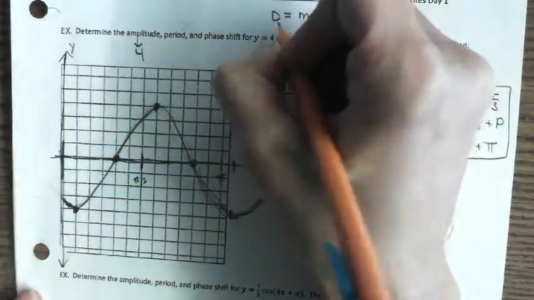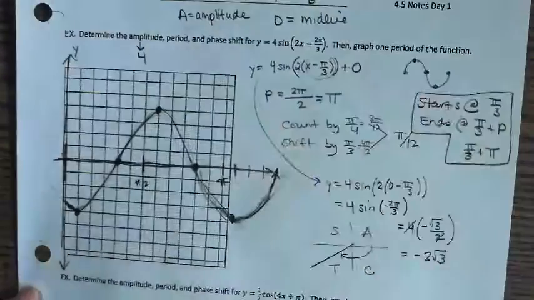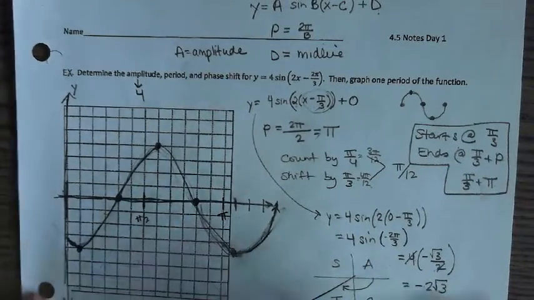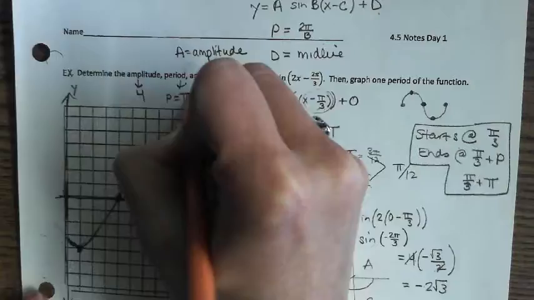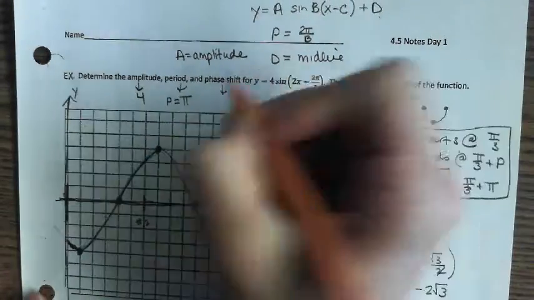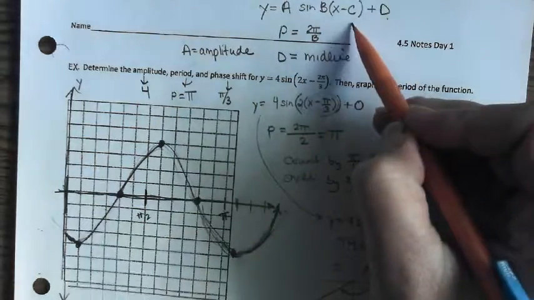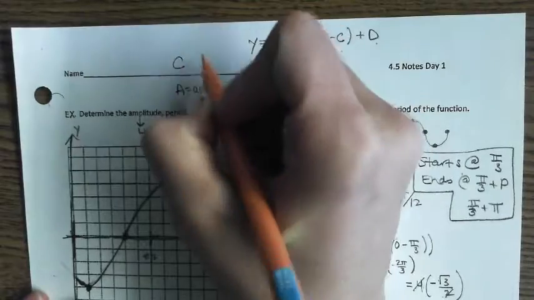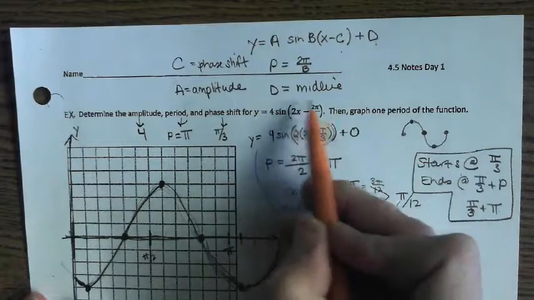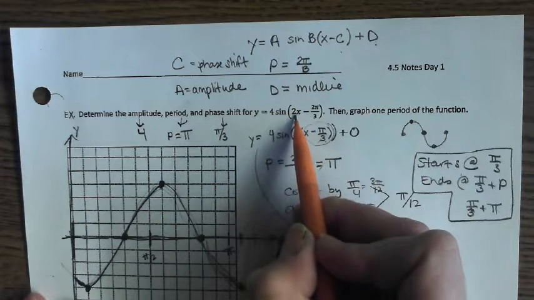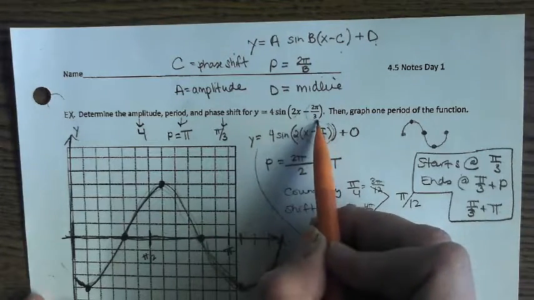That's your A. I think you know that one, but I'll just write it. A is your amplitude. Your period we talked about, that's 2 pi over B, which in this particular case was just pi. And your phase shift was pi over 3. That's your C. So your C is your phase shift. Keep in mind, you don't know the C value if there's a B value that needs to be factored out. Don't look at this and tell me that my phase shift is 2 pi over 3 because it's not.